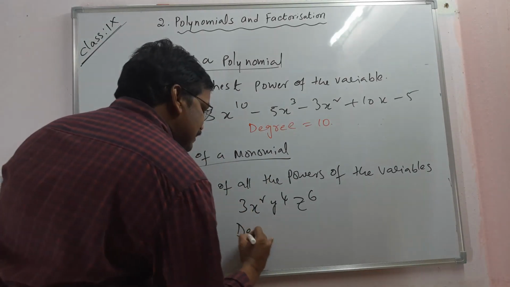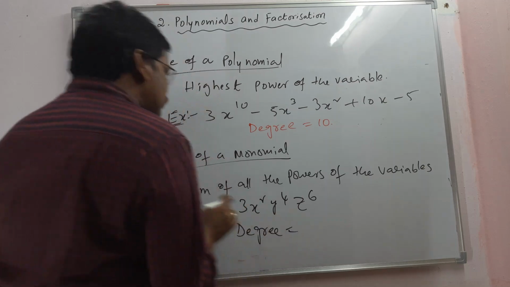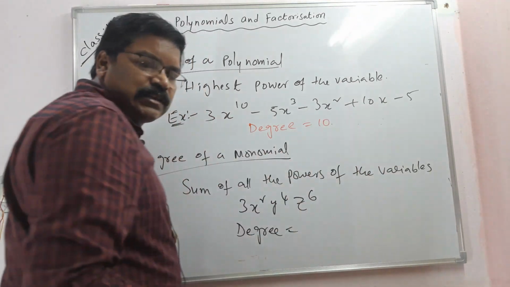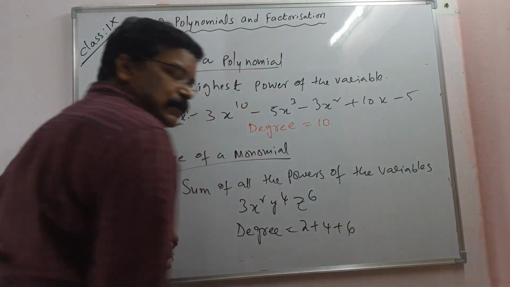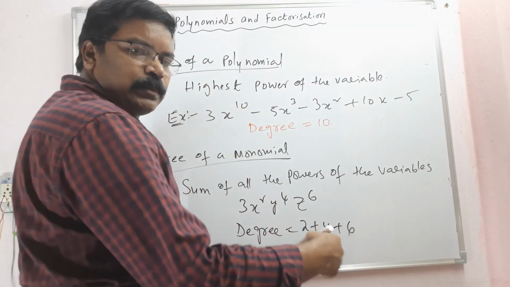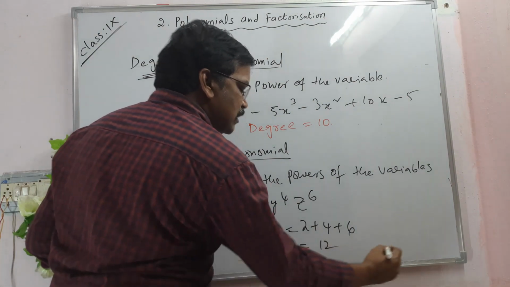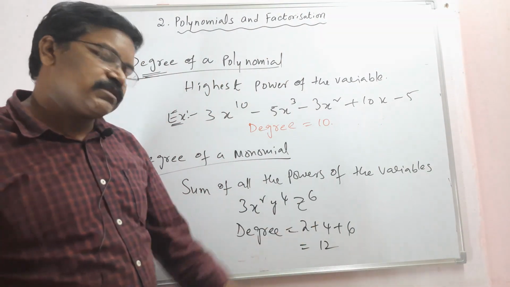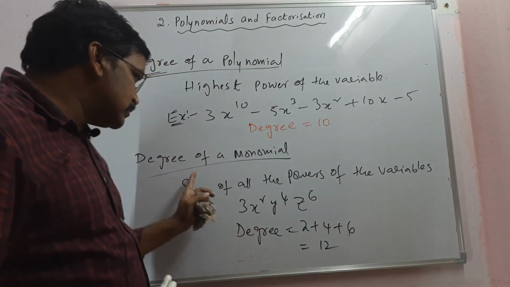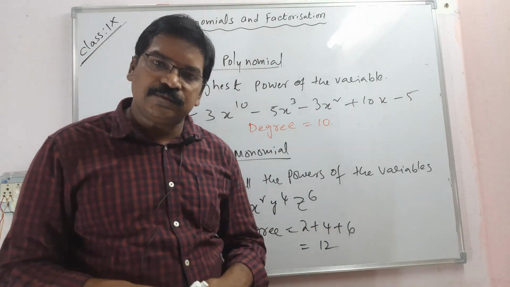The degree is, as I told you, the sum of all the powers of the variables. So what are the powers of the variables here? 2 plus 4 plus 6. What is 2 plus 4 plus 6? That is equal to 12. 2 plus 4 is 6, 6 plus 6 is 12. So this is called degree of monomial.